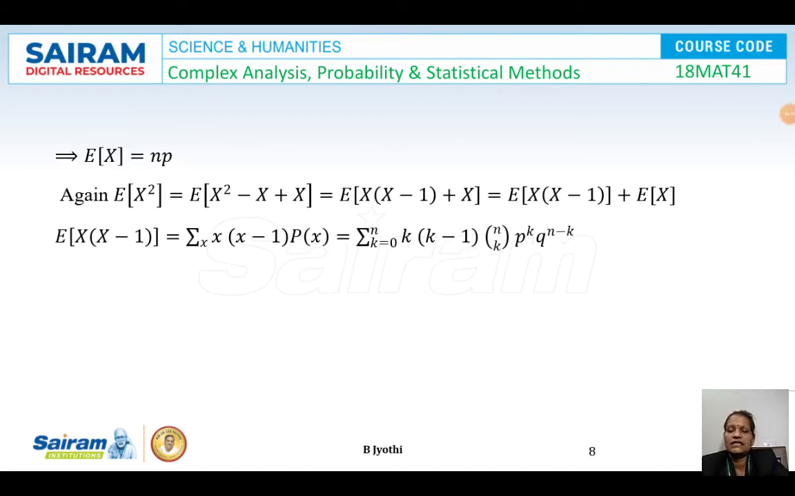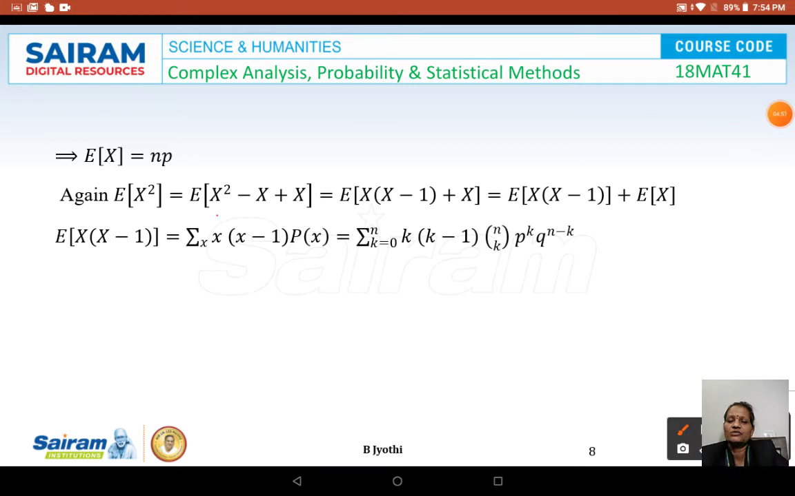Now let's consider E of x square. We will add and subtract x to it, then we get E of x squared minus x plus x. That is, we can also write it as E of x into x minus 1 plus x, that is, E of x into x minus 1 plus E of x. So let us consider what is E of x into x minus 1.